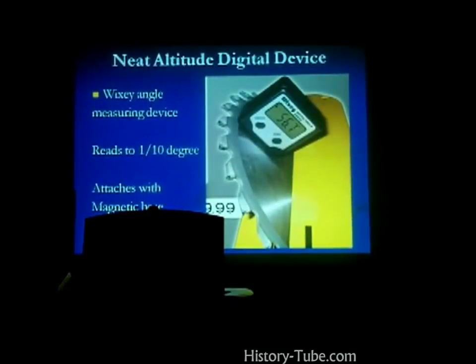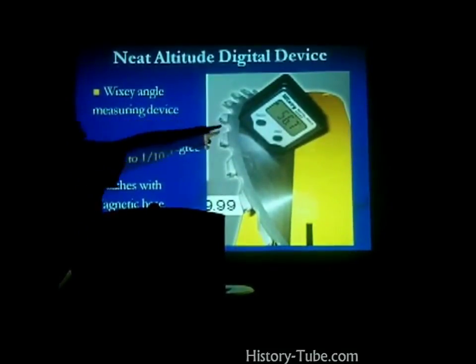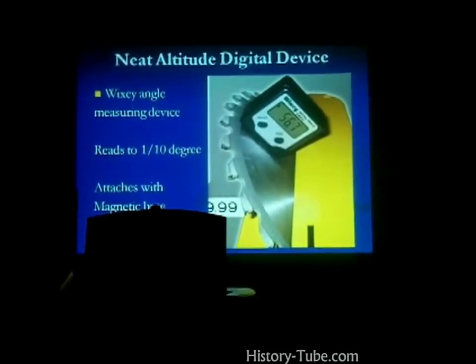Yes, sir? I'm sorry, what was the name again of this thing? It's called an inclinometer or a digital angle gauge. Inclinometer. See that one on the screen there, The Wixie? Wixie? Yeah. You can look that up on Amazon and buy it. Yeah. You can buy that right off Amazon. Okay. That's the best way to do it.